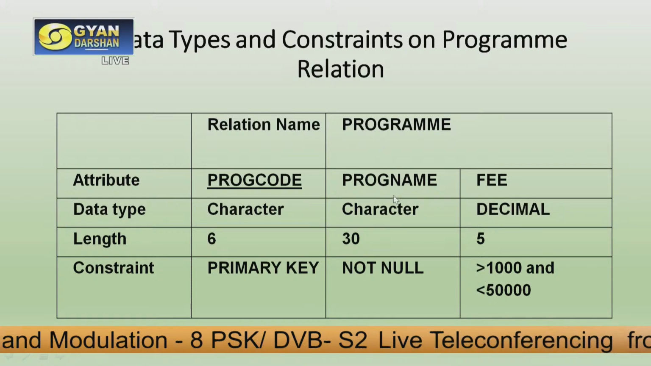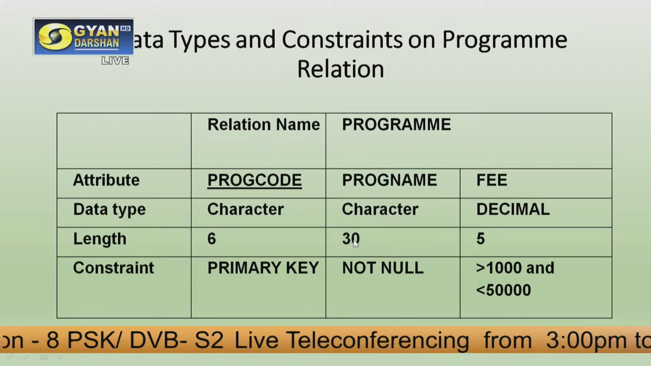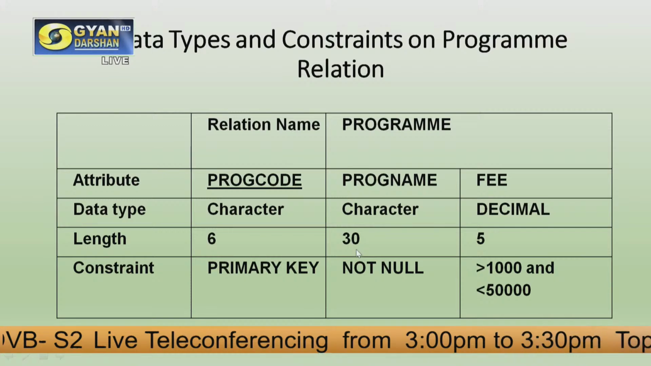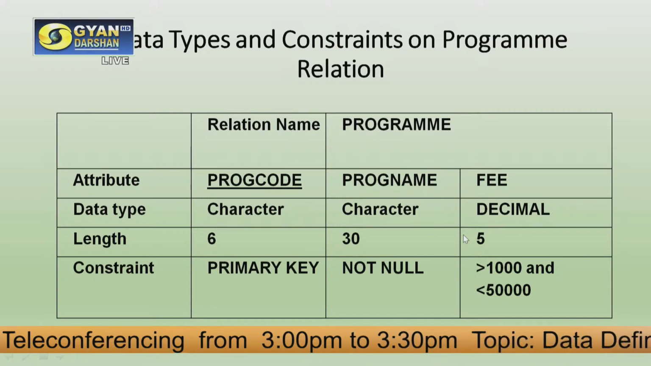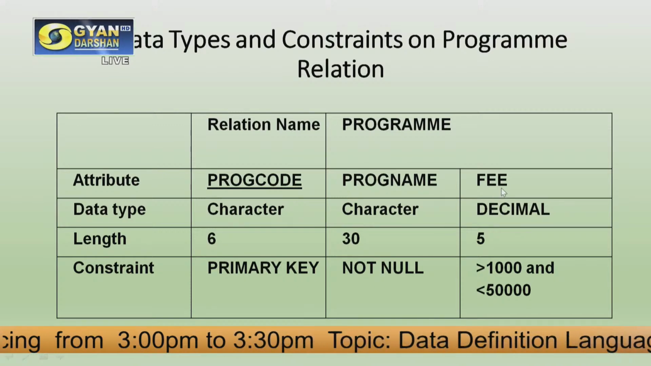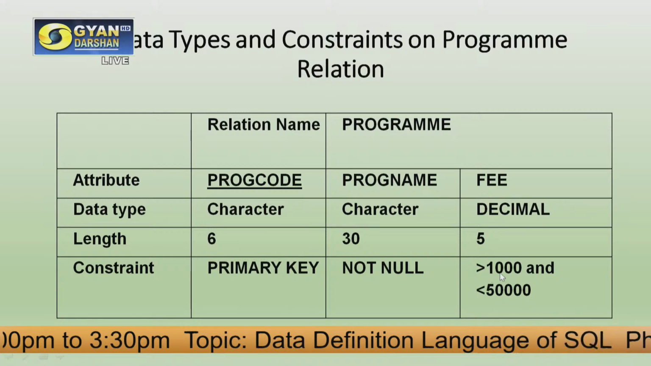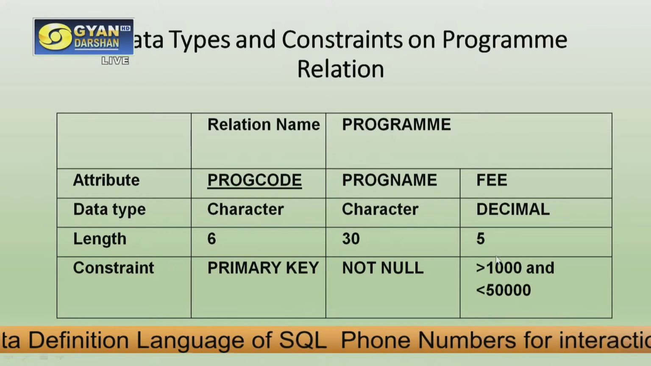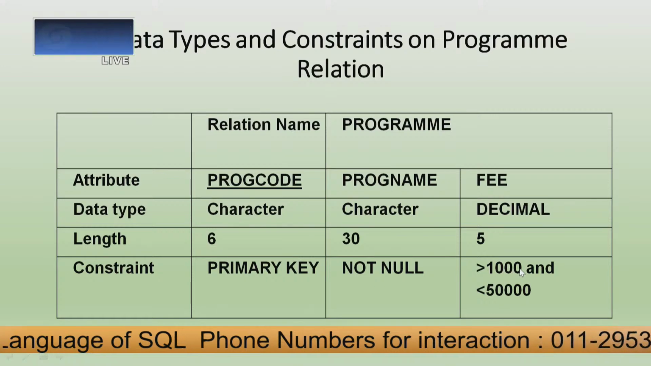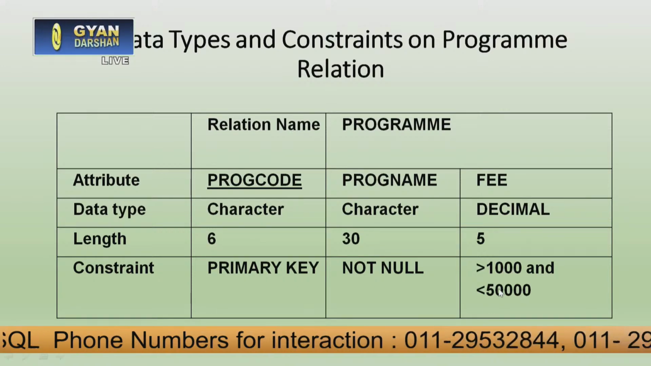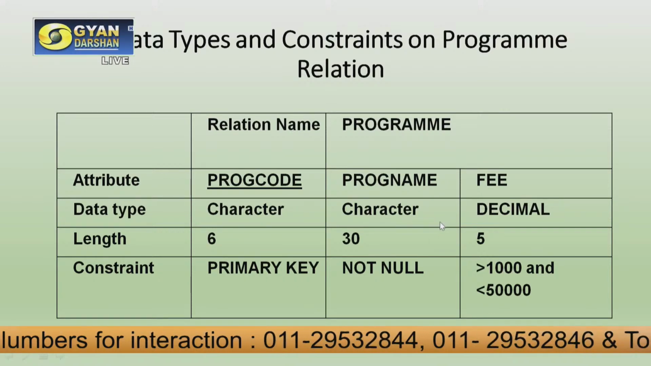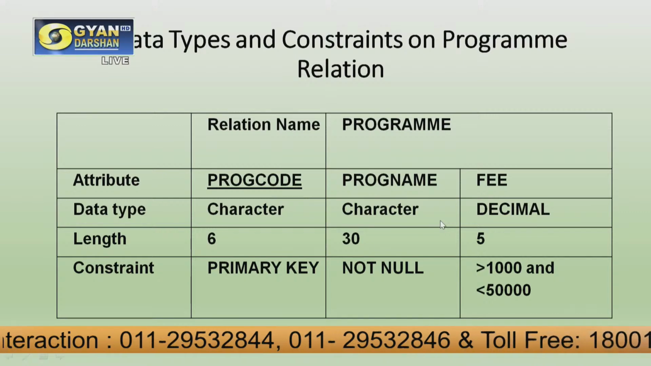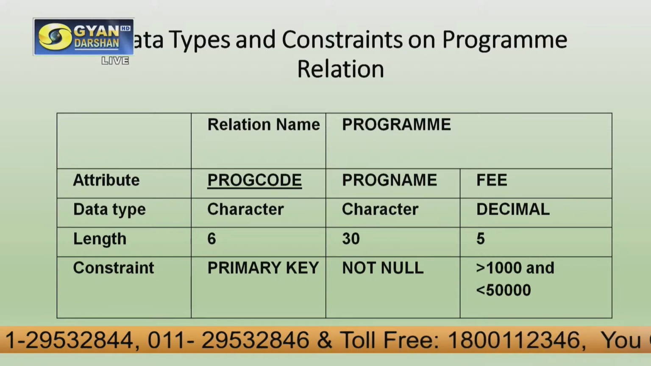Well, the program name happens to be character, and we have used 30 characters for that. It should not be null. And there is an interesting thing about the constraint here, that the fee is once again a decimal number, and it should be more than 1,000 and less than 50,000. So this is another constraint which we have input in this particular situation.